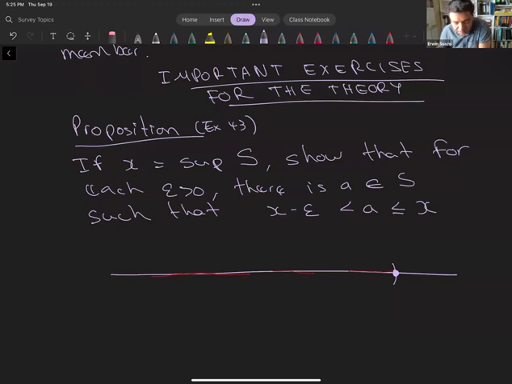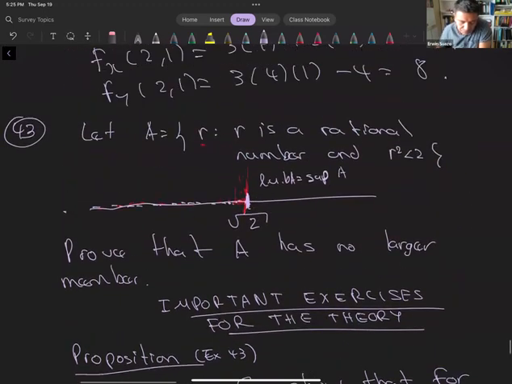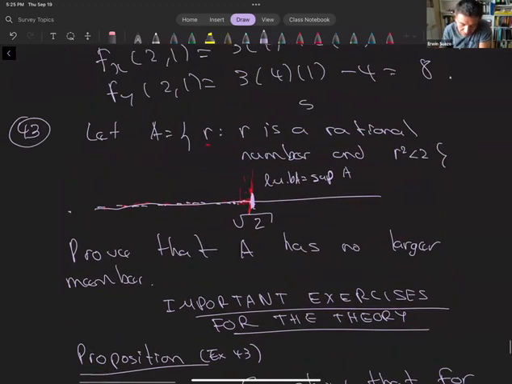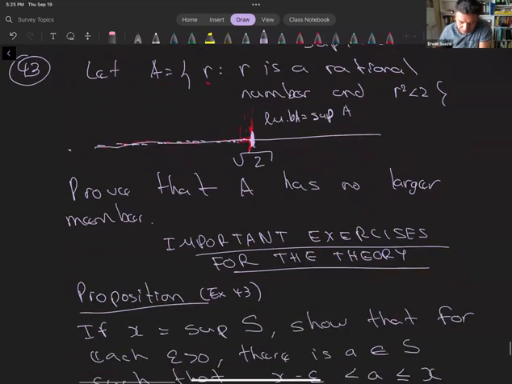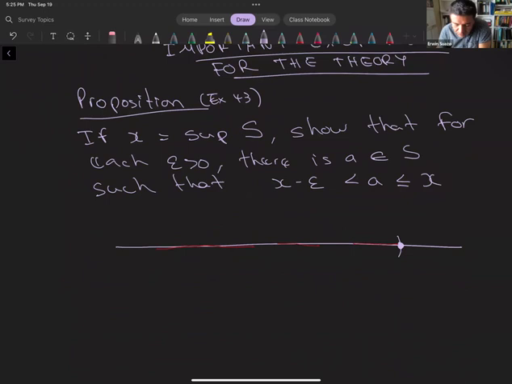Okay. So the sup of this set A is the square root of 2, but it's not a rational number, so that's why it's not a maximum. Okay. So what it's saying is, if this is your x and you take epsilon, hopefully, let's see. I want to make sure I didn't go too far down.